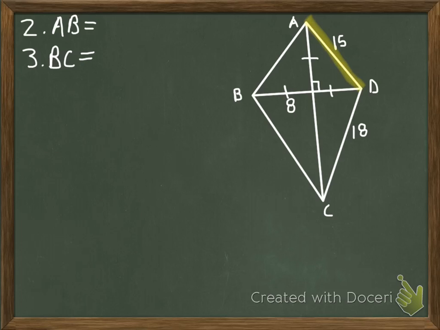If AD is 15, the corresponding part with AD would be AB. So AB would also be 15. Okay. Second question asks for BC. BC is this side. It's across from the 90. The side across from 90 in the bottom triangle is the 18 right there. So that means that BC is congruent to BD, and since BD is 18, then BC is also 18.